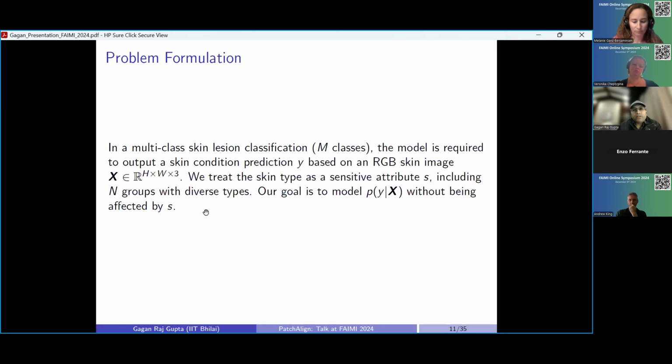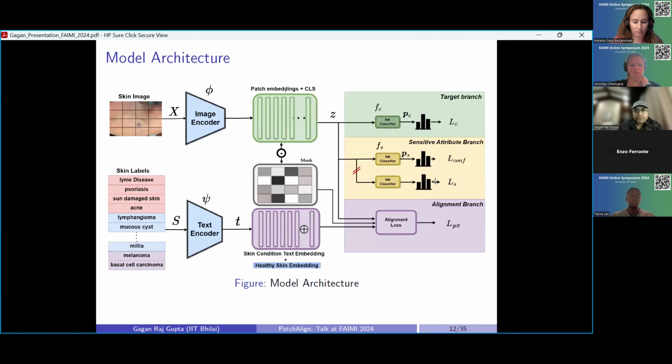Our problem formulation is as follows. If we are given an RGB skin image, which has a height, width, and three channels, we want to model the probability of Y, which is the skin condition, given the image X, without being affected by S. In our case, the sensitive attribute is the skin tone, the T1 to T6 on Fitzpatrick that I was showing. So this is the overall architecture.